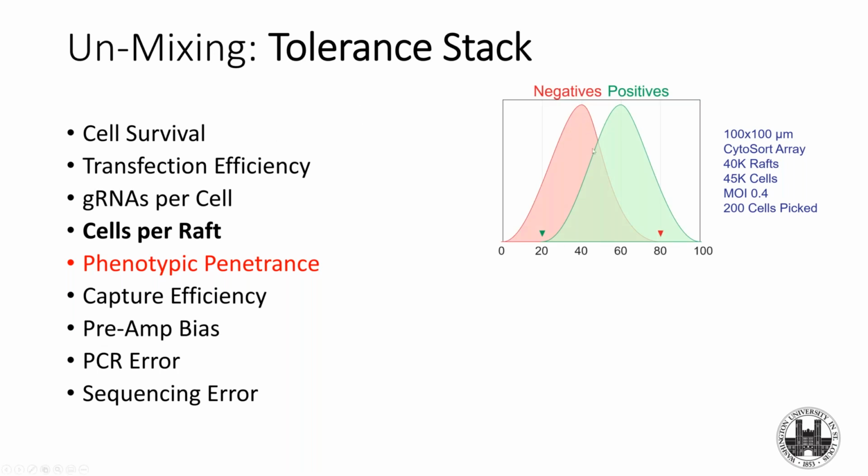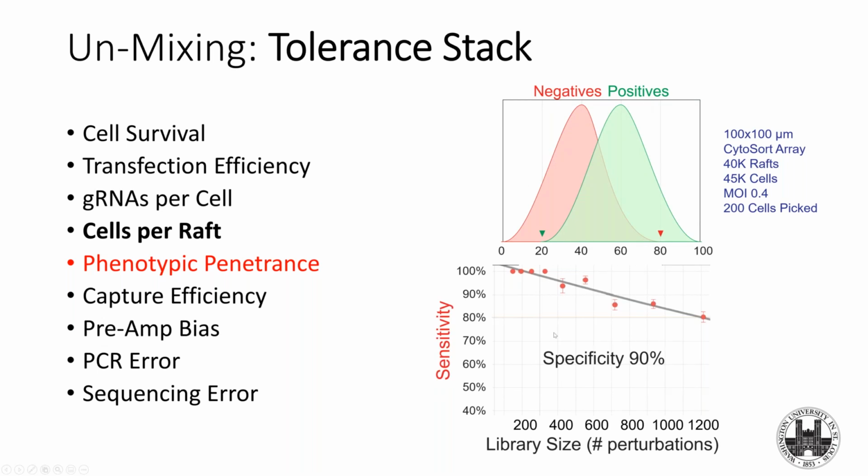So negatives, their phenotype is relatively mild, and then the positives, they have a stronger phenotype, but there's quite a bit of overlap. In this case, we get a specificity of 90%, and we can get sensitivities even with fairly large libraries, up to about 1,000 guide RNAs that are really good, about 80%. And so even though this is tricky, we've got the errors down to make it feasible.